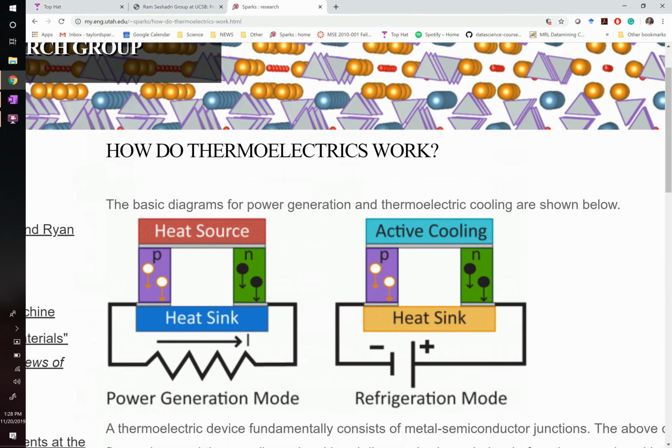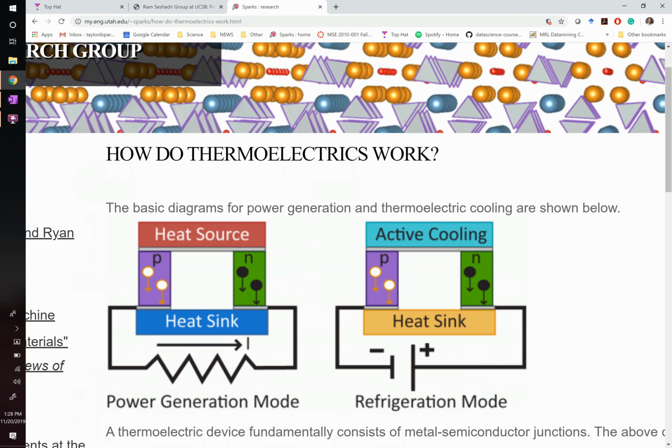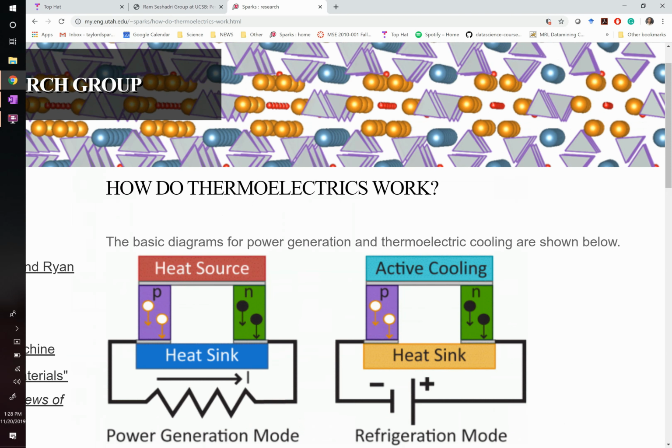So let's imagine it in power generation mode for a minute. In power generation mode, we're going to harvest an electrical current from an existing temperature gradient, right? One side's hot, one side's cold. You have carriers in your P and your N-type semiconductors. In your N-type material, you have electrons. You have at least many more electrons than you have holes. In your P-type material, you have many more holes than you do electrons, okay?